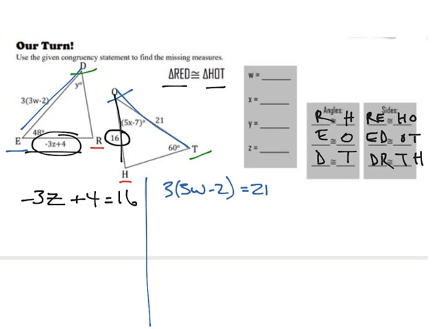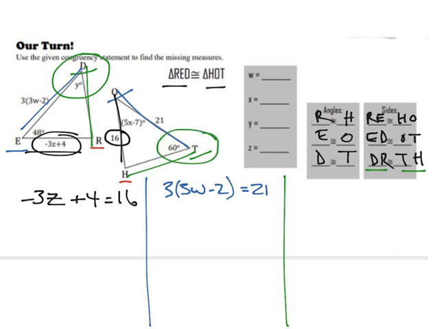And lastly, I'll just do here in green, DR and TH. So DR here and TH here. Now, we're not asked to solve anything there. However, we do notice that D and T are congruent. That being the case, then y equals 60 degrees. So we're actually given one piece of that puzzle.